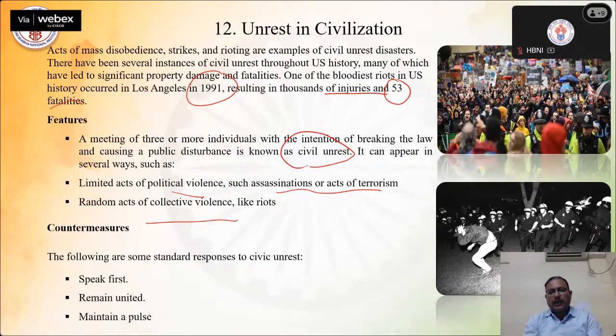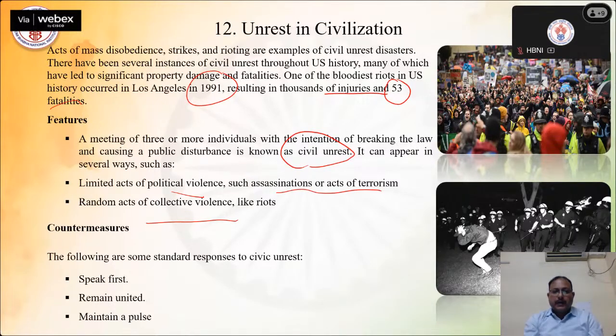We all have heard about that rule, Section 144. The government doesn't allow four people to stand together and move together. Why? Because there is a probability of civil unrest. As I quoted in the example, a meeting of three or more individuals with the intention of breaking the law. Four people is a big power. Four brains, four bodies working together. It's a very big thing.